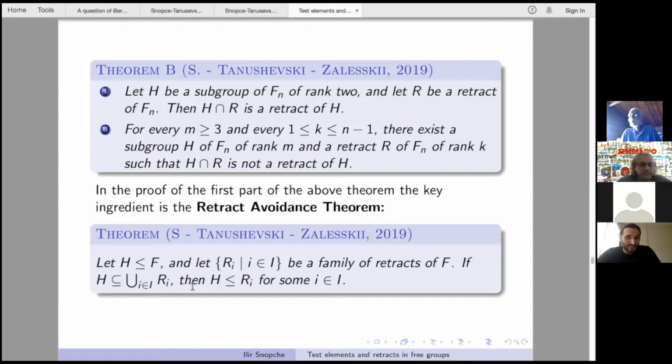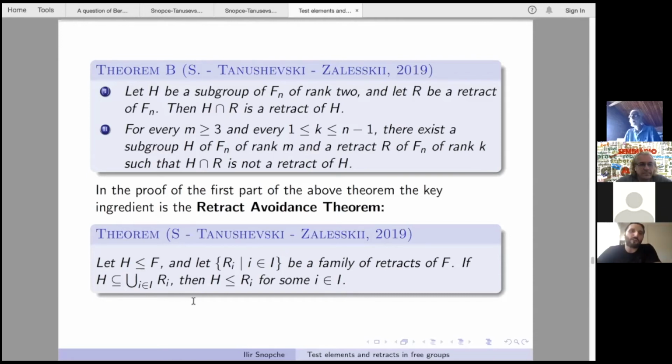And why, as we say here, retract avoidance theorem? Of course, this result resembles the prime avoidance lemma. So if you have a commutative ring, and if an ideal of this commutative ring is contained in the union of finitely many primes, then it must be contained in one of them. But here, we don't say finitely many retracts, and we are in a non-commutative case. So that's why this was quite a surprising result.